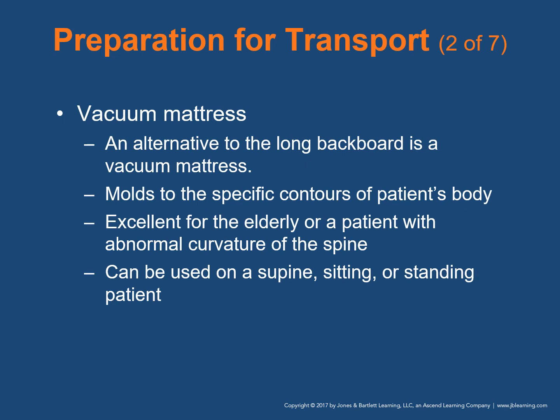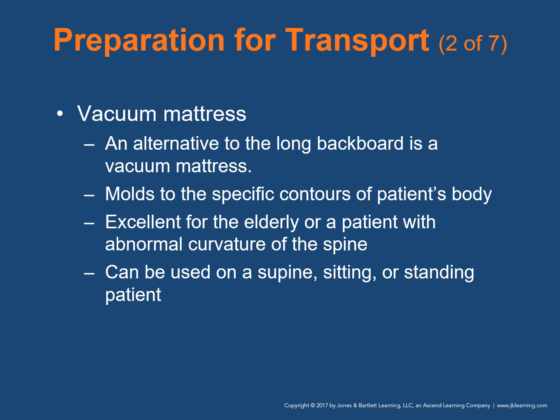Now we'll discuss a vacuum mattress. This is an alternative to the long backboard, and it is effective because it molds to the specific contours of the patient's body, reducing pressure point tenderness and therefore providing better comfort. It also provides thermal insulation. It's excellent for the elderly or a patient with abnormal curvature of the spine.